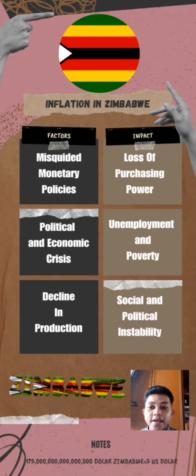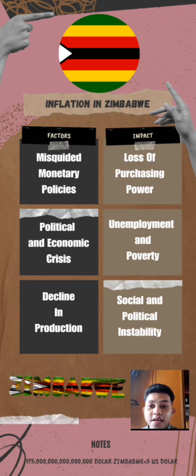Third, decline in production. Political instability and the seizure of agricultural lands result in a decline in food and other commodity production. Supply shortages and limited availability of goods increase demand, surpassing supply and further feeding inflation.